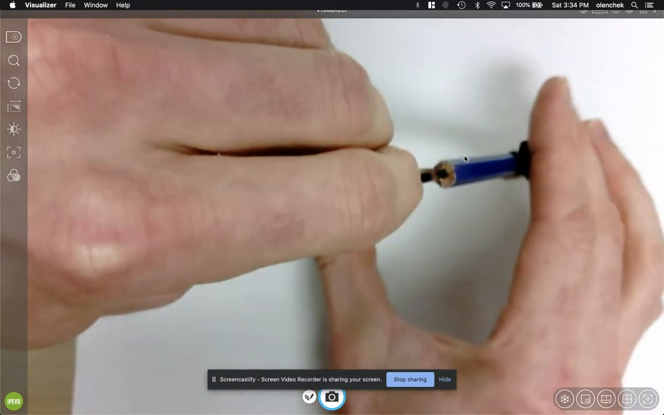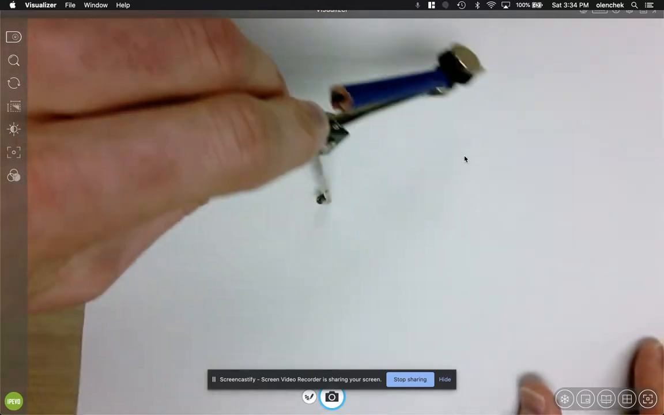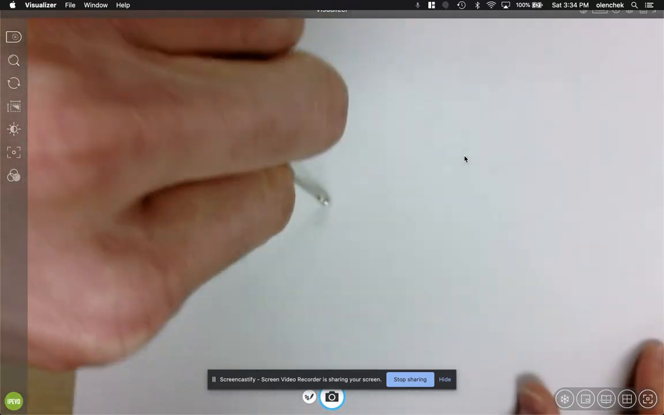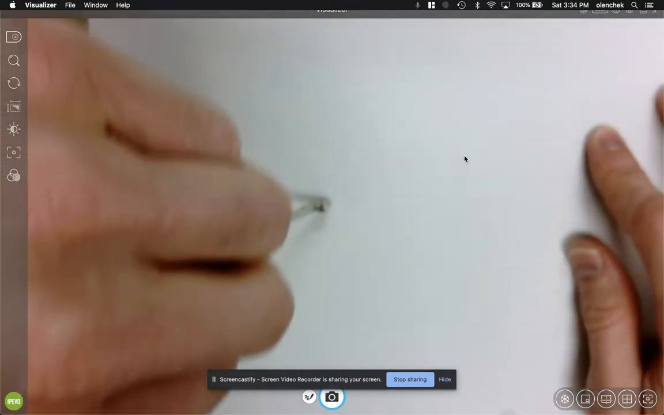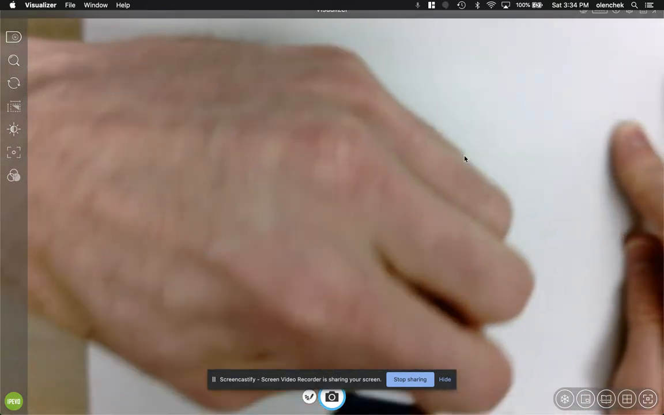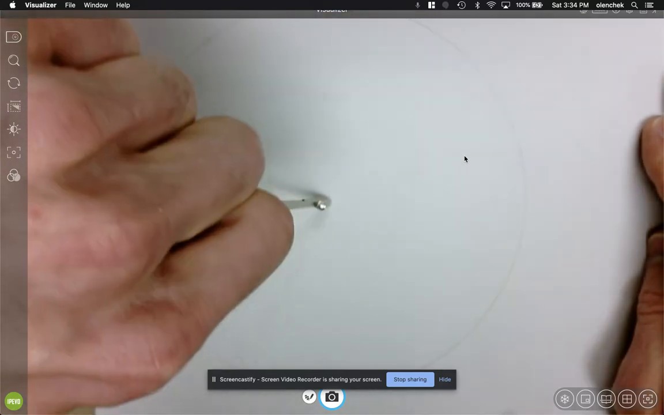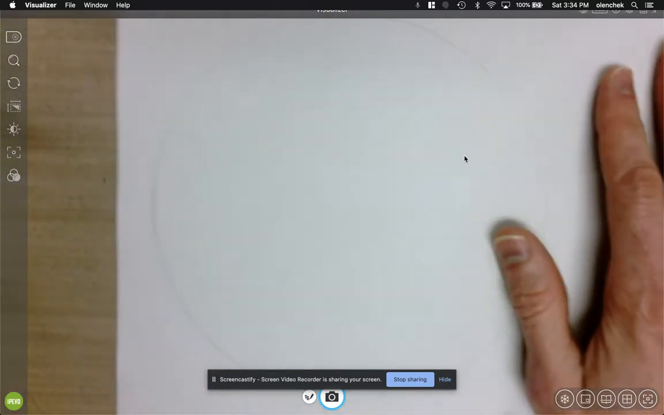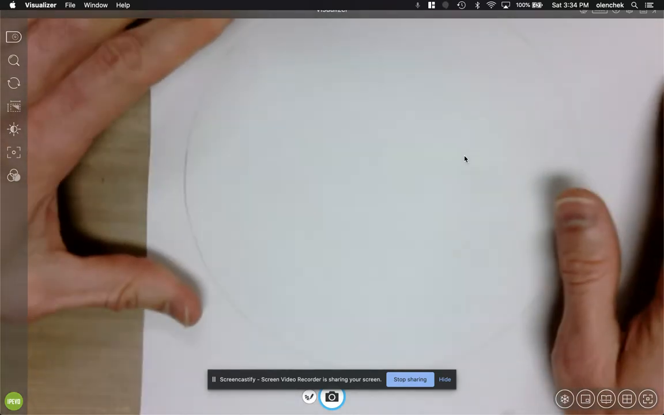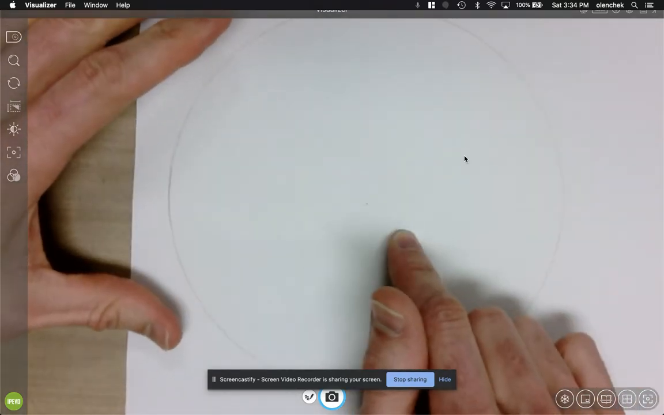Okay, I'm going to make that a little bit smaller. And again, this is in pencil. You can always fix it. You can always erase it. So it looks like that's going to fit okay. Good compass form. I'm keeping pressure on the needle. Okay, so that particular circle is going to be my Europa.